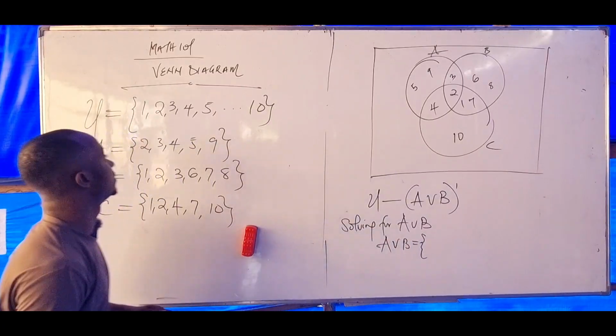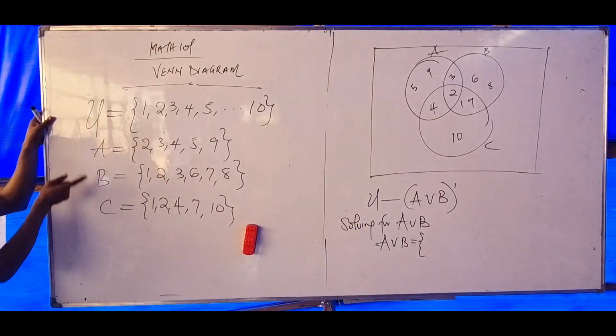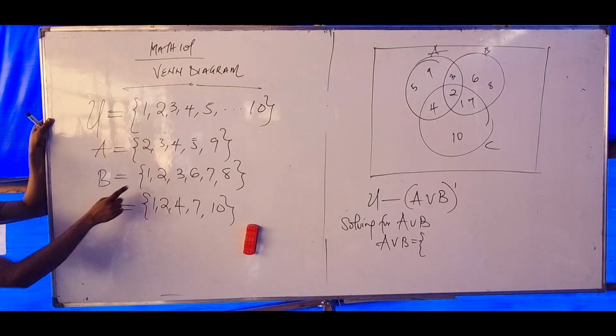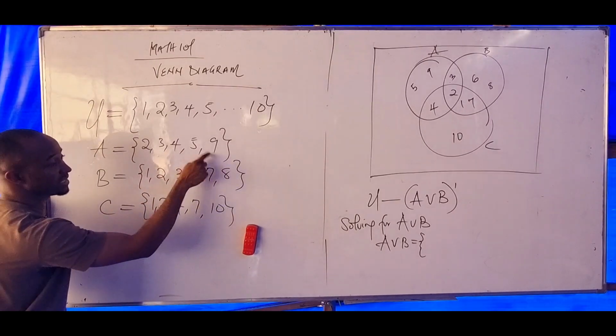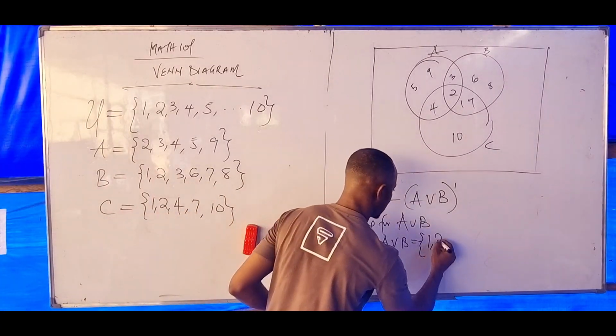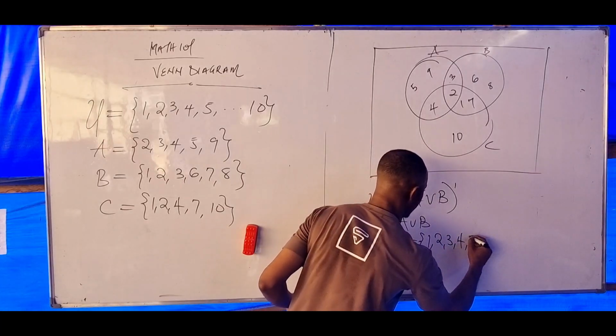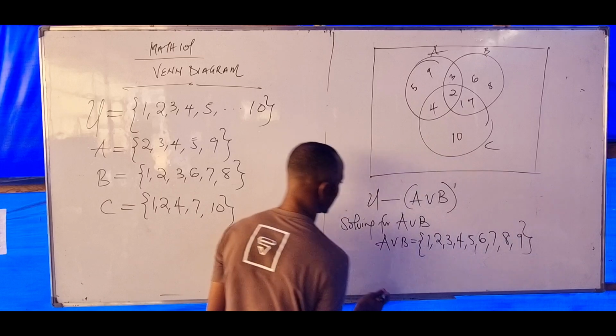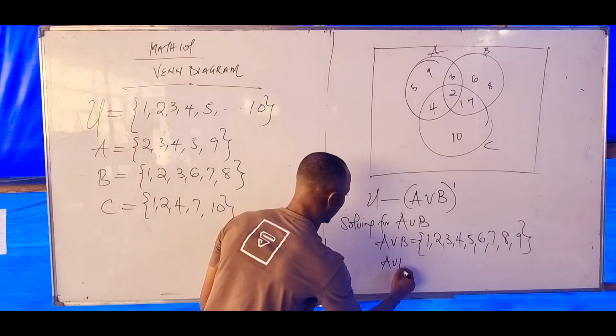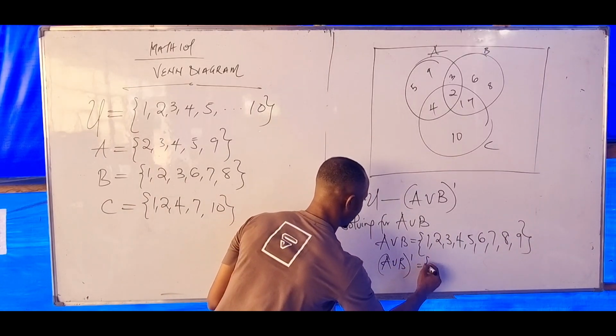What's A union B? Union means I'll combine both A and B without repeating. Abi, what do you have? 1, 2, 3, 4, 5, 6, 7, 8, 9, right? Now let's find what? A union B, all prime. Yeah, prime. That will give us what?